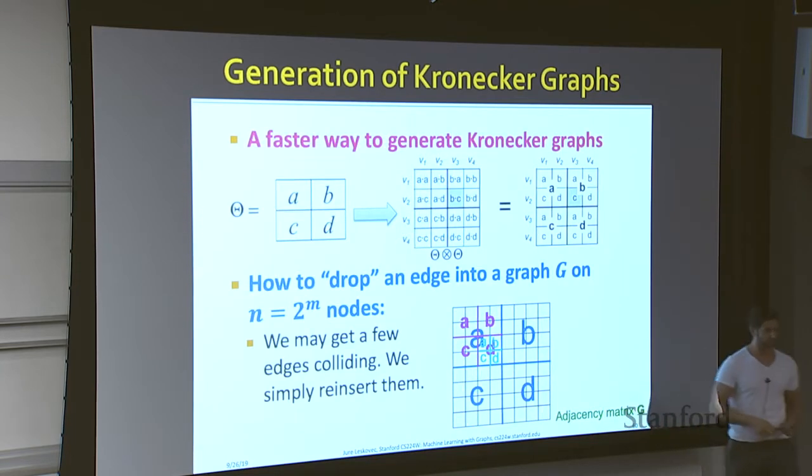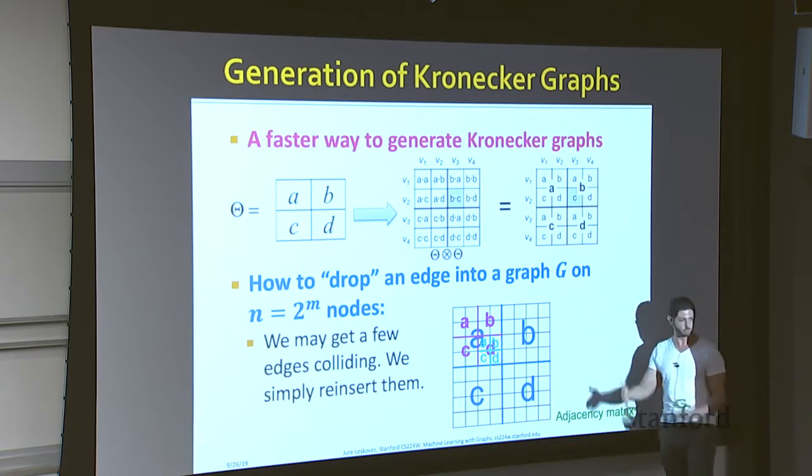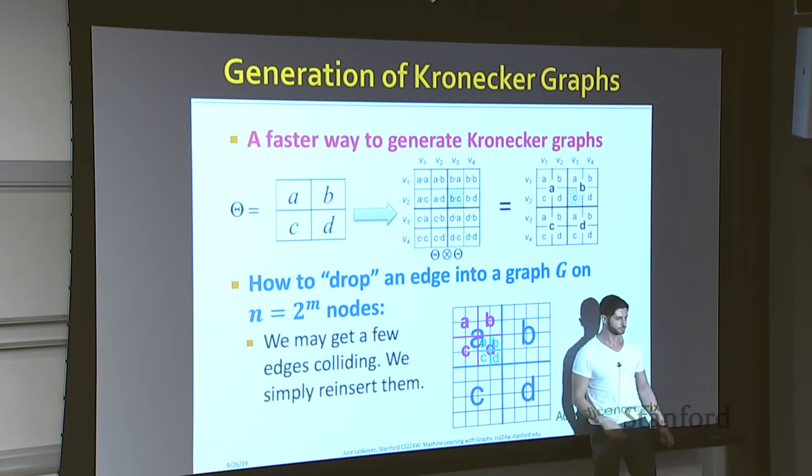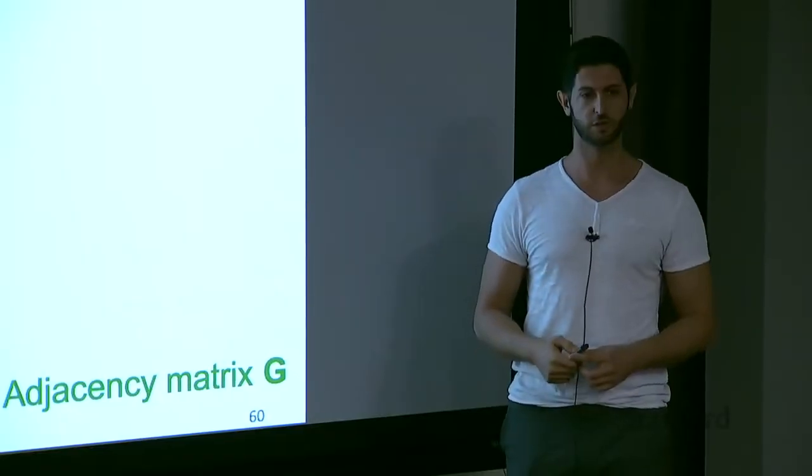Question? So you're saying with a certain probability you insert it into a certain quadrant, right? Exactly. What probabilities are you using for these? The probability from the initial matrix. Exactly. So it will be biased with that. Okay. Any other questions?